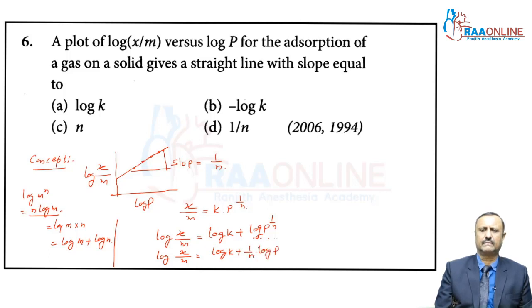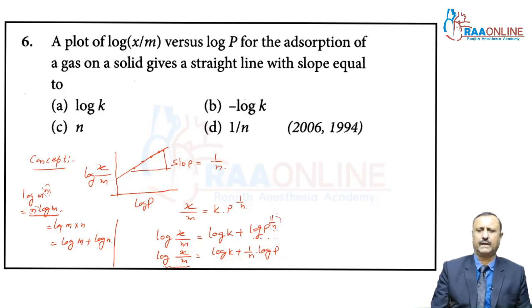Here you can see the 1/n. The 1/n is the part of this n that comes in front of log m, so, my dear students, you can apply this formula in this portion. When you plot the graph between log x/m and log p, you get 1/n, and this 1/n is equal to the slope, and this is called the intercept. This intercept is equal to log k. Here you can see the intercept, and this intercept is equal to log k.